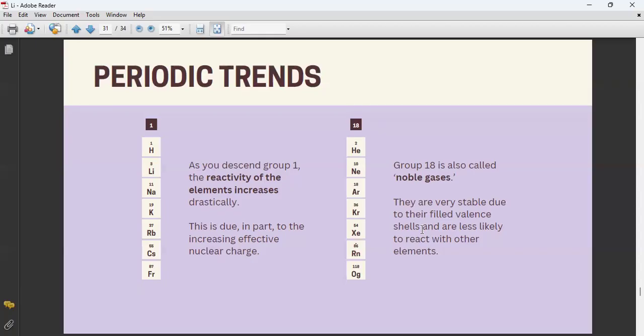And something which is very stable won't find it easy to lose or to gain anything. Why would it gain if it is already stable? So that's why these are called noble gases. It is placed in group 18. Okay. The examples of these are helium, neon, argon, krypton, xenon, radon. So these were the examples of noble gases.